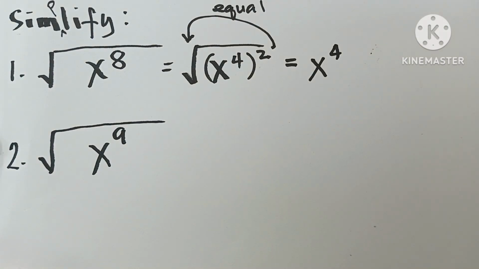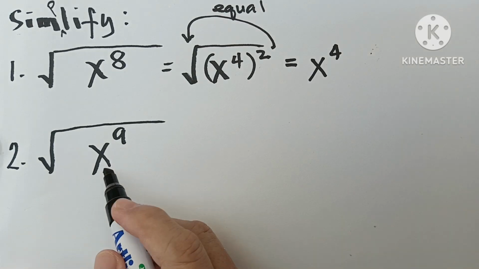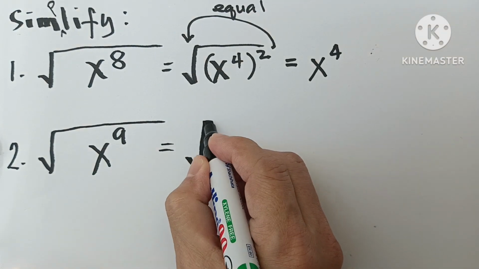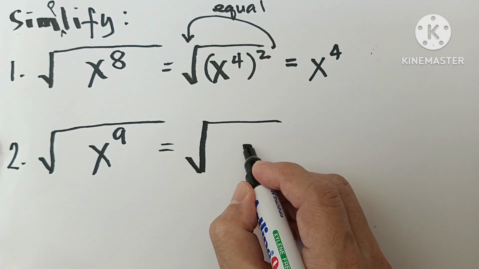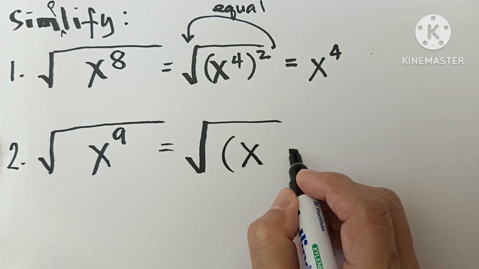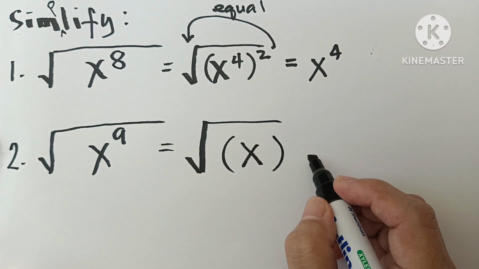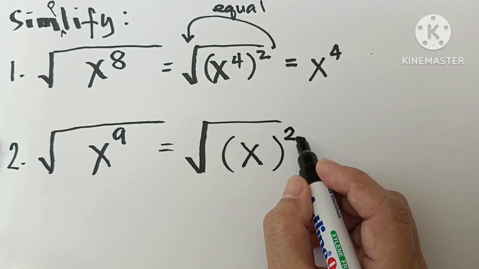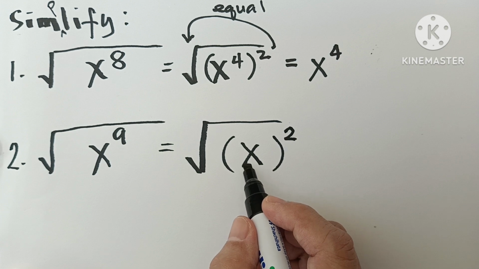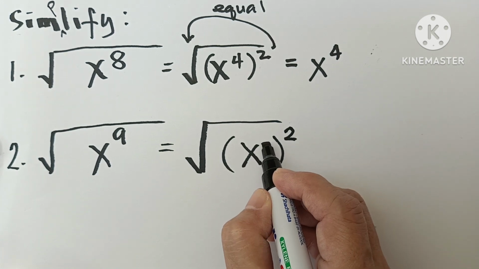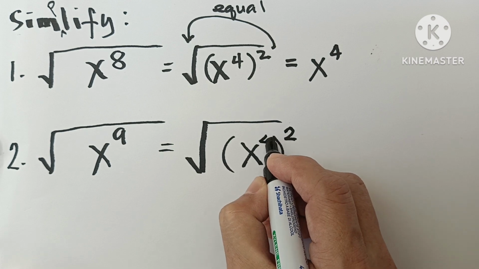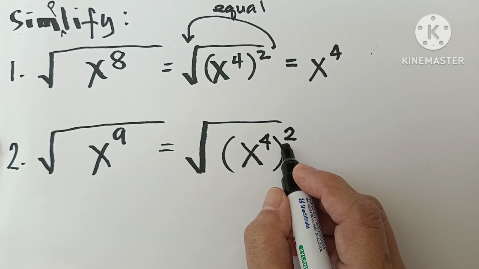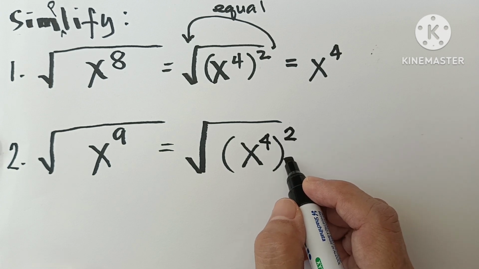Supposing you are given the square root of x to the 9. Again, we transform x to the 9 into a power to a power form, like number 1. So x to the 9. Since the index is equal to 2, we square it again. And then to get m, we simply divide 9 by 2. So 9 divided by 2 is equal to 4 with a remainder of 1. Since we have a remainder of 1, we have to multiply this by x to make up for the remainder.